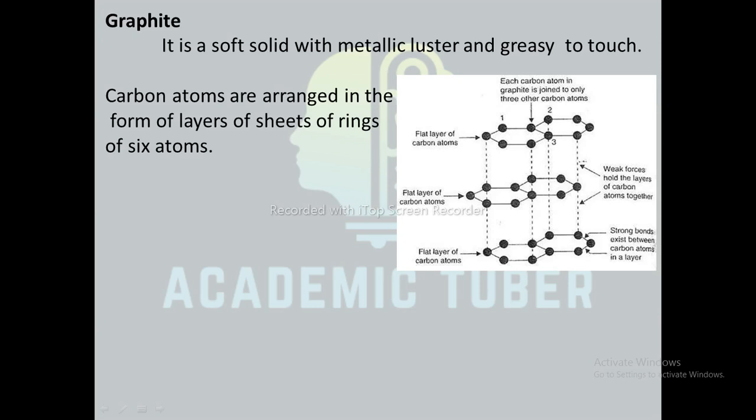In graphite, carbon atoms are arranged in the form of layers of sheets of rings of 6 atoms. The layers of carbon are arranged in a two-dimensional pattern. Each carbon atom in graphite is linked with 3 other carbon atoms, making 3 covalent bonds. The fourth electron of carbon remains free to make multiple bonds. This free electron of multiple bonds can be delocalized.